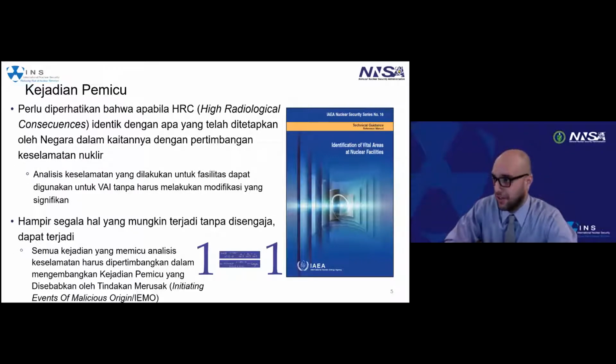It should be noted that if HRCs are identical with those defined by the states in relation with nuclear safety consideration, the safety analysis performed for a facility could be used as BIA without significant modification. And also we need to remember that almost anything that happens by accident can be made to happen. What we mean here is that at the end of the day, we need to treat every event that we are analyzing as if it was an initiating event of malicious origin.